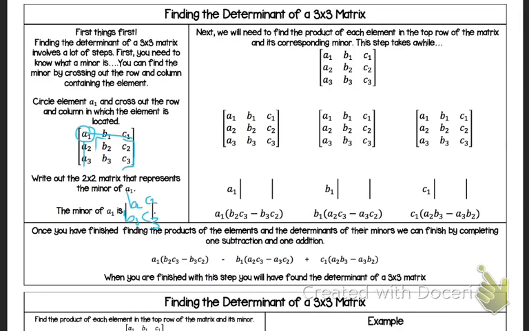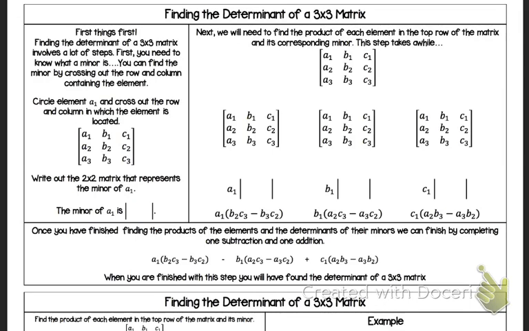If we wanted the minor of B2, say, we're looking at this one now, we would cross out the row, cross out the column. So it would be the 4 elements that are left. So it would be A1, C1, A3, C3. And that would be the minor of B2, because that's the one that we circled. Okay, so all these elements can have a minor.